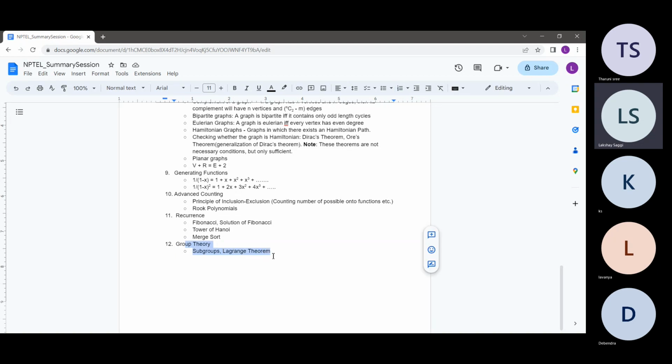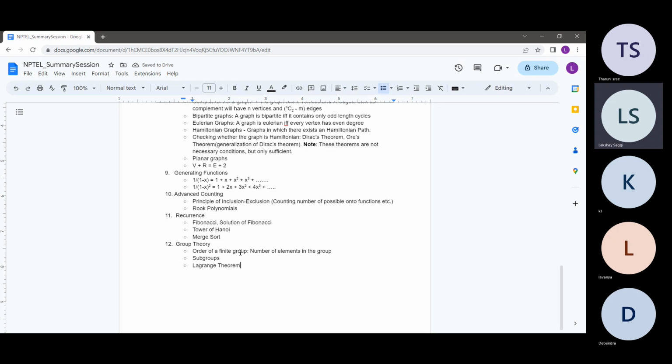So what are subgroups, and what is Lagrange's theorem? Since Lagrange's theorem is important, I'll just write it down. First of all, we covered what the order of a group is. The order of a group is nothing but the number of elements in the group. Order of a group is generally defined for finite groups. So the order of a finite group is the number of elements in the group.